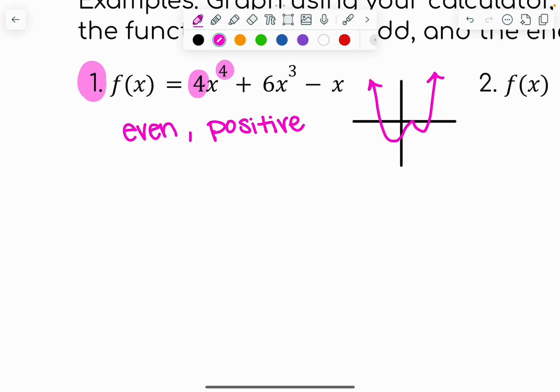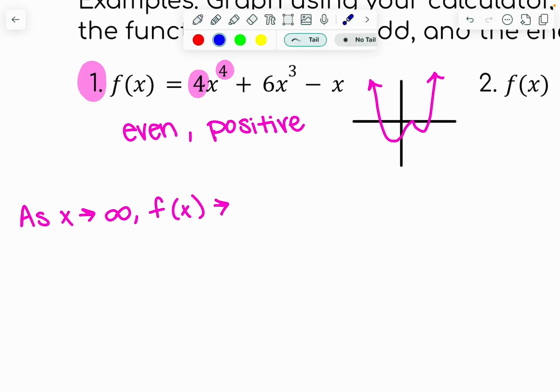So what I can say is as x approaches infinity, I want to know what is my function doing. So what this means is as my x values are going this direction, right? So as my x's are getting bigger, what is the function doing? Is the function going up or is the function going down? In this case, it's going up towards positive infinity.